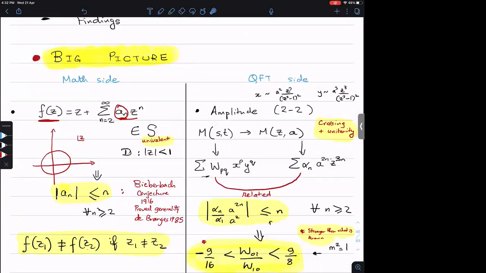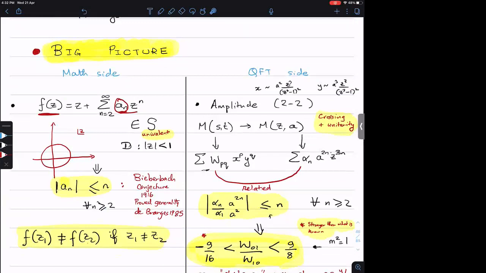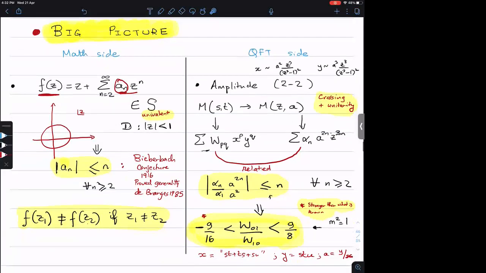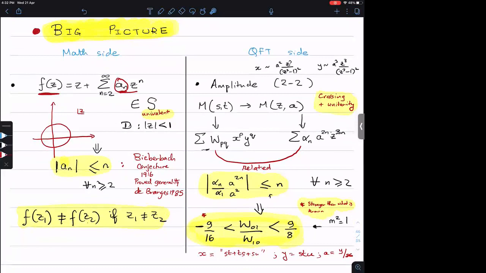Yeah. So here, this Bieberbach conjecture. From this, using the Bieberbach conjecture, we are getting on the QFT side that this quantity, alpha n upon alpha 1, is less than or equal to n. Okay. So basically, there is one important point in the Bieberbach conjecture, that the equality holds only for the Koebe function and its rotations. So my question is, can we do such a characterization on this QFT side also, like for what type of M(z, a), because this is the expansion of M(z, a)? What type of M(z, a) will be there, so that this equality, such a characterization, holds?